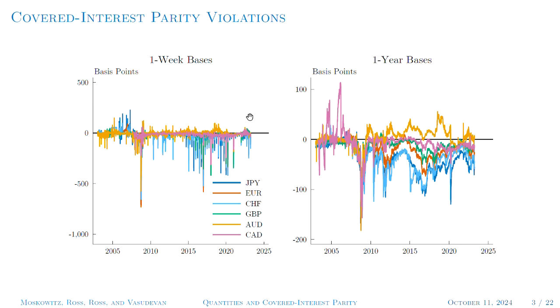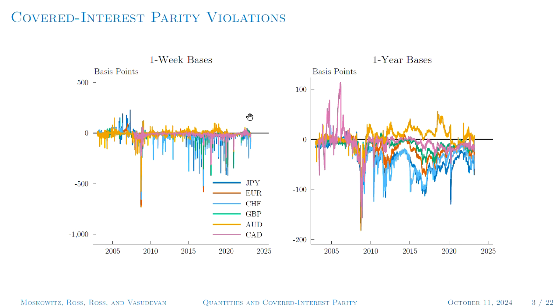So on this slide, I've plotted the 1-week bases against a number of currencies, 6 currencies against the US dollar. And on the right-hand side is the one-year basis. And you can see there's a lot of variation. You can see if we look at the right-hand side graph in the one-year basis, there are notable spikes around the global financial crisis and early on in COVID.